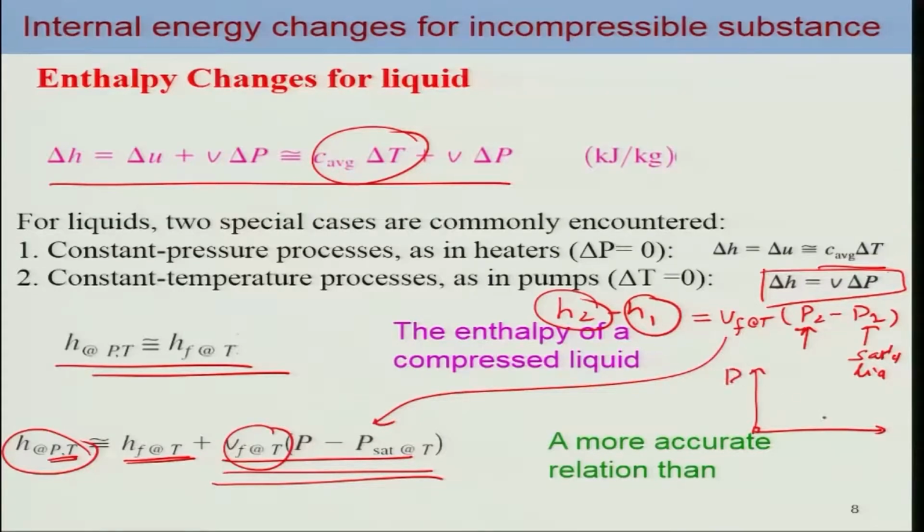You can understand this from a PV diagram. This is for a pure substance, and this is at a constant temperature.